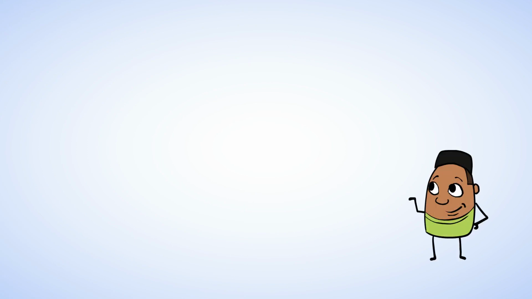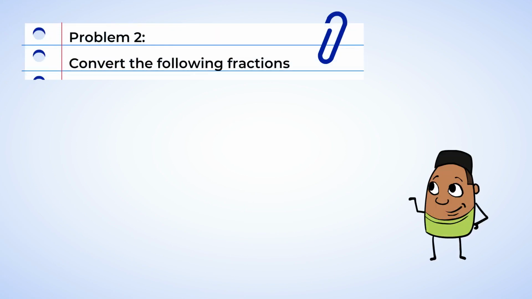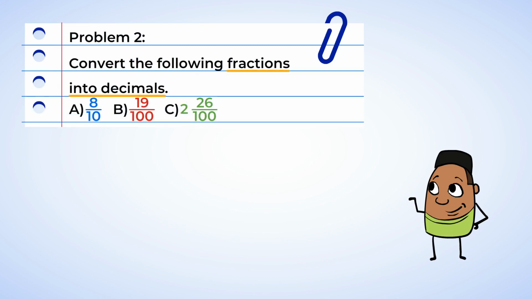Now let's try it the other way around. Okay, we're going to be converting fractions into decimals now. Starting with A, the fraction is 8 tenths. Tenths is the very first place value to the right of the decimal, and this means we can put an 8 there. Perfect. 0.8 is read as 8 tenths.